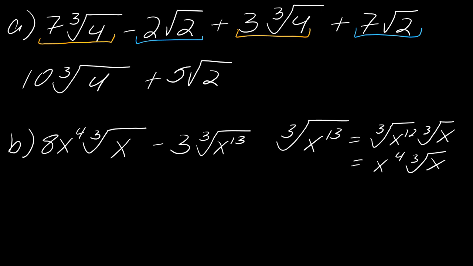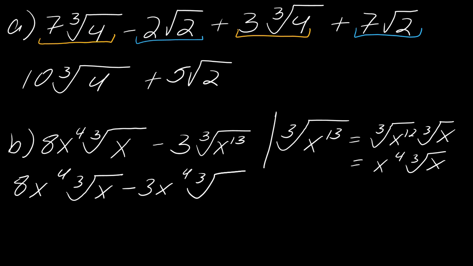So I can rewrite all of this as 8x to the 4th times the cube root of x minus 3x to the 4th times the cube root of x. And now you can see that these can actually be combined. So this will be 5x to the 4th times the cube root of x.